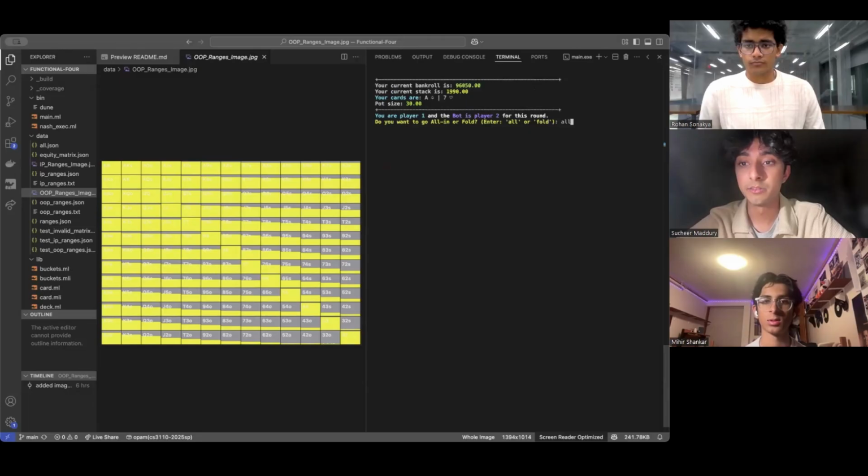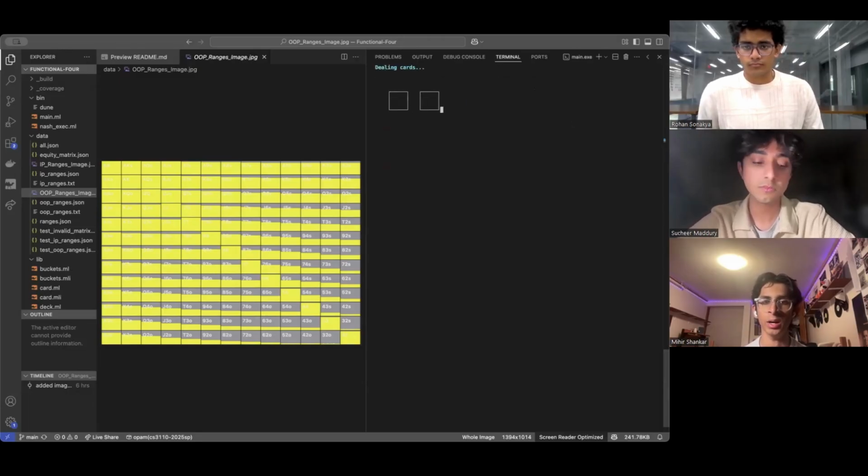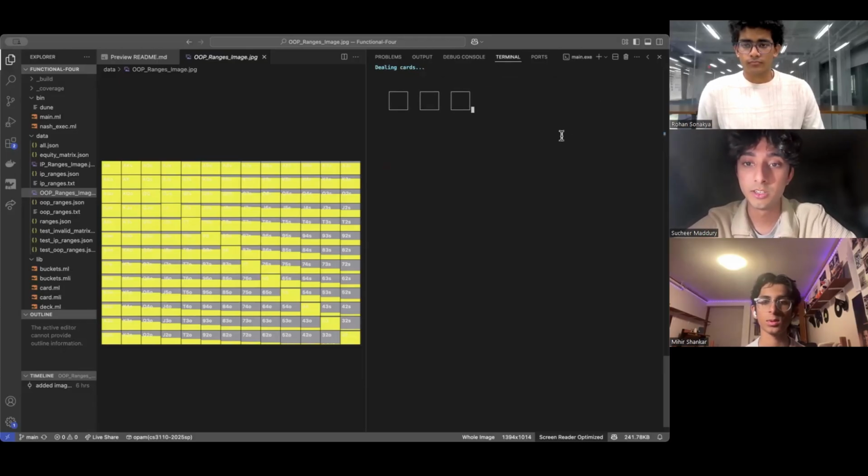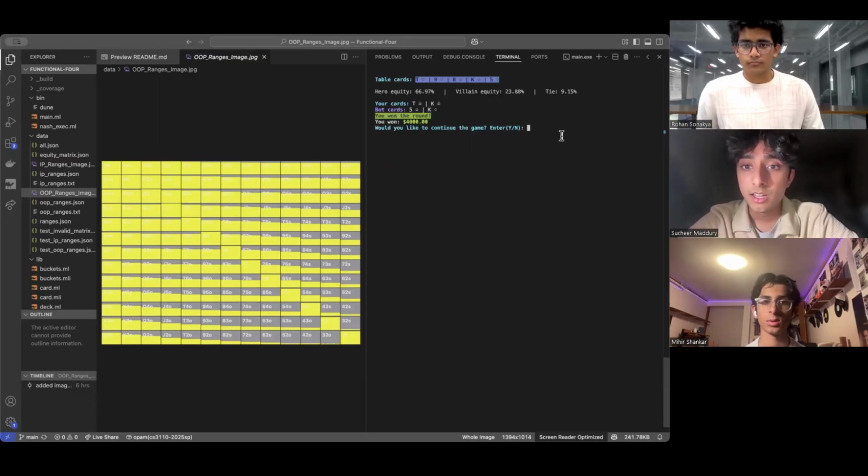This is a pretty good hand. Folds. We're gonna be calling with the king 10 suited. And yeah, we win this time. That's nice. So we have top two pair.